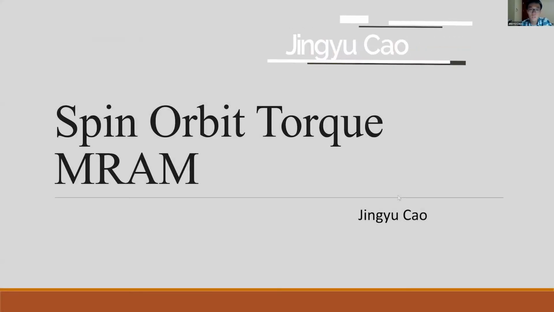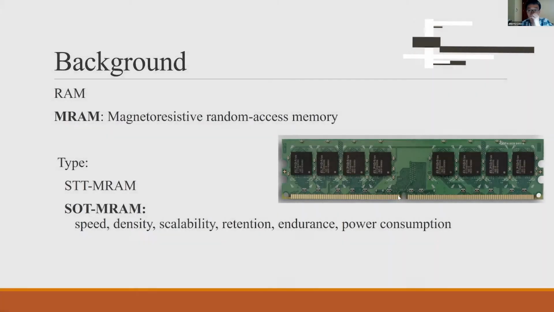Okay, so today my topic is Spin Orbit Torque MRAM. First, I would like to introduce some background knowledge. Our RAM is one of the core components in modern computers, and nowadays the demand for much smaller, faster, and ultra-low power systems keeps growing. Researchers are focused on improving the performance of integrated circuits and lowering the energy consumption of embedded memories.